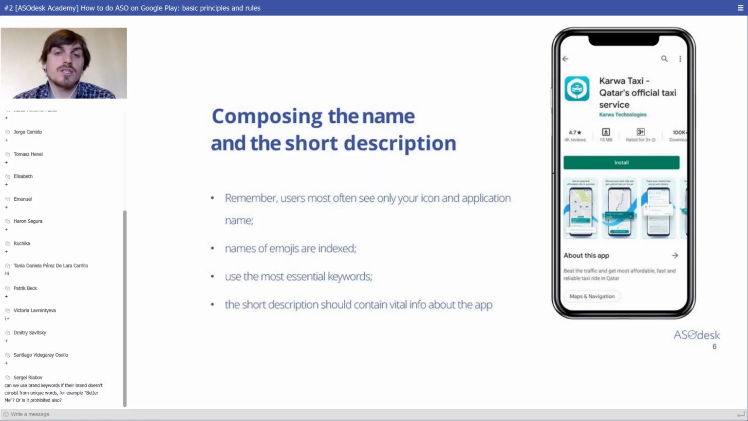Use the most essential keywords for your title and short description, and remember that the short description should contain vital information about the app. So again, whether this is a title or a short description, use the most important keywords, but keep the balance between understanding the app's sense and looking good for the Google Play search engine, because as I've said already, bad retention rate will affect app visibility on Google Play strongly.